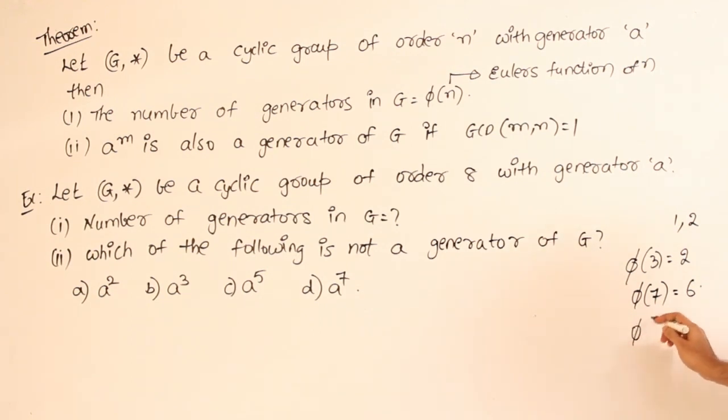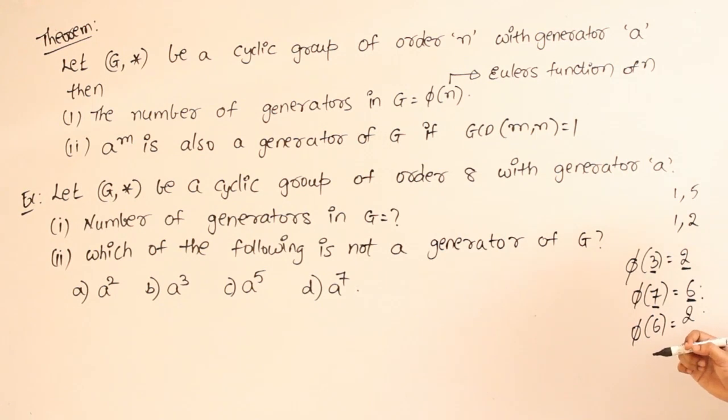What about phi of 6? The number of positive integers less than 6 which are relatively prime to 6. So 1, 2 is not relatively prime, 3 is not relatively prime, 4 is not relatively prime, 5. So 1 and 5, which means 2, right? So that is the meaning of it. In case a group has 3 elements, then the number of generators it will have is 2. If a group has 7 elements, then the number of generators it will have is 6.